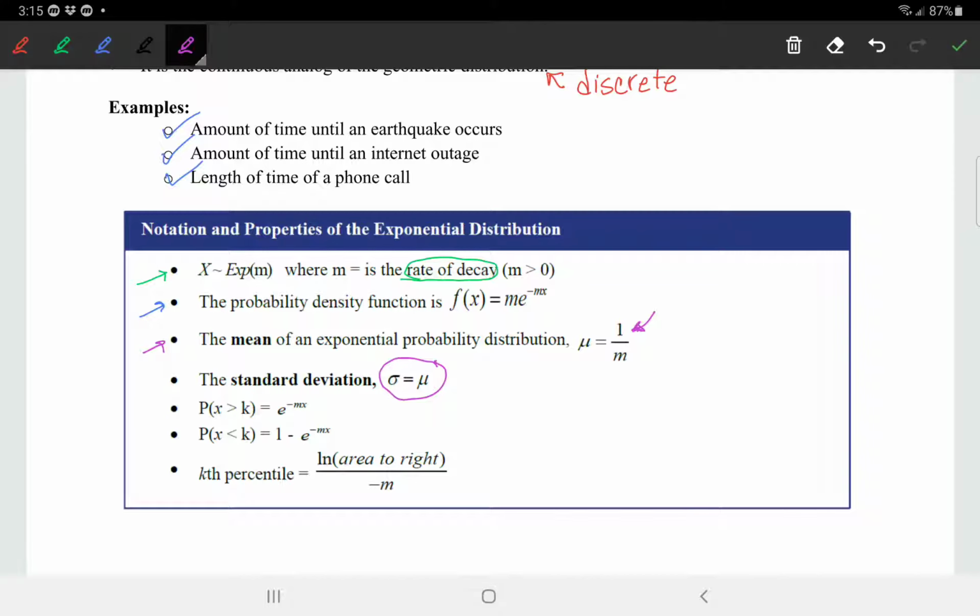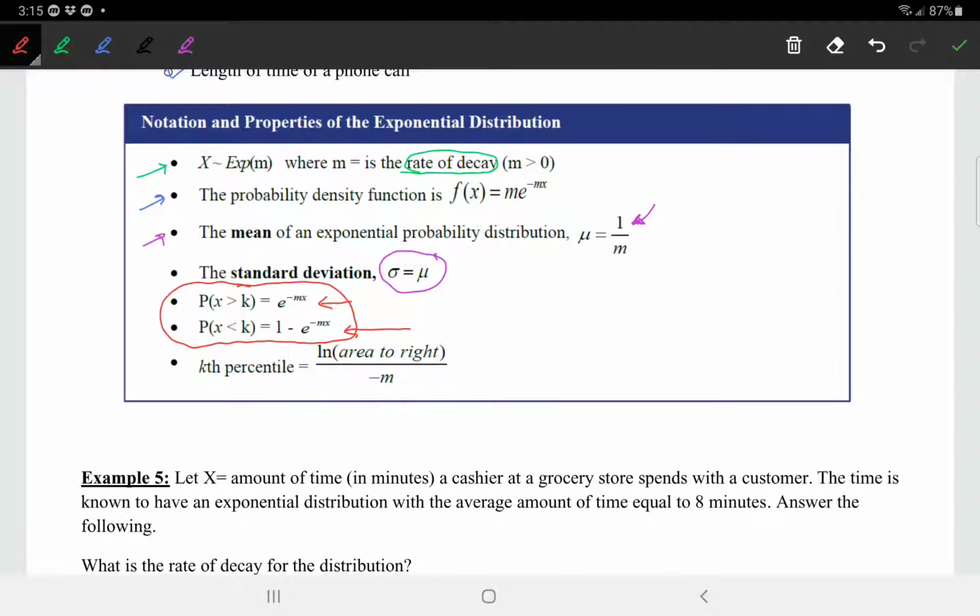Now, to calculate probabilities for this distribution, we will use these two formulas. If the probability is x is greater than some constant k, we will use e to the negative mx, and we'll let x equal k. And if we're looking for the probability that x is less than k, we'll use the formula 1 minus e to the negative mx, but we'll let x be the value of k that we're looking for. If you happen to be looking for the kth percentile, you will take the natural log of the area to the right, and divide that by the negative rate of decay.